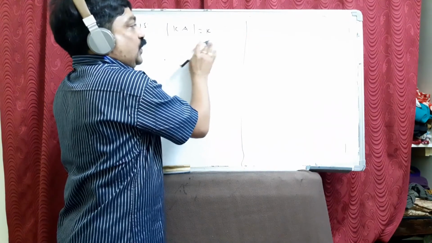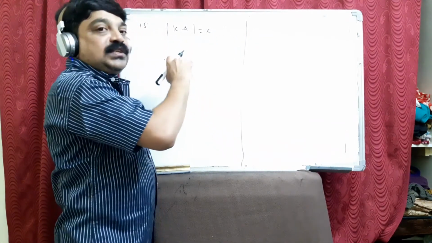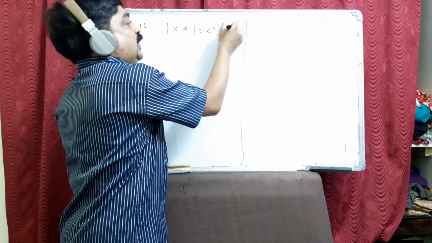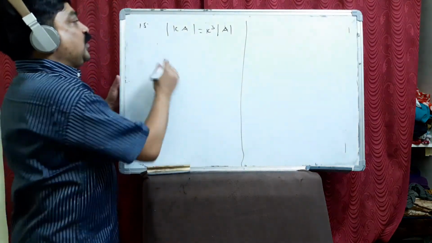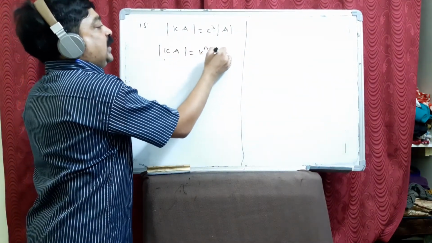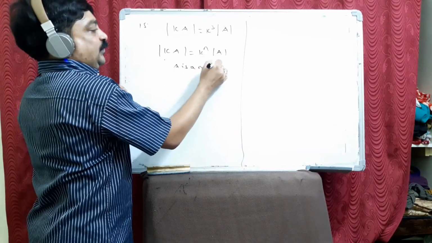First row you can take K common, second row also you can take K common, third row also, because K is the element which is a multiple of all the elements of A. So it becomes K cube det A. The main concept is K into A, it is K power n into det A if A is a matrix of order n.